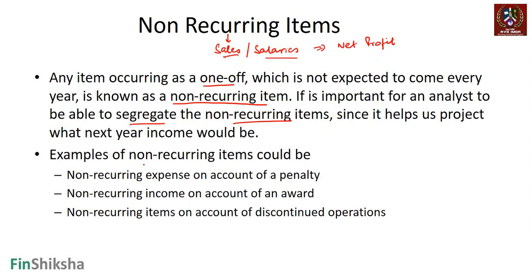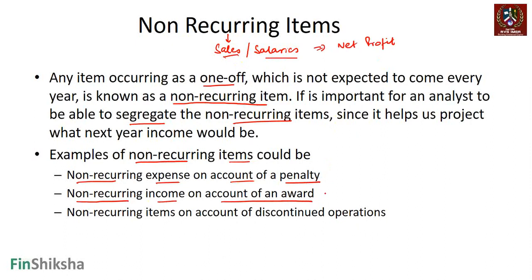Now, some examples of non-recurring items could be, for example, a non-recurring expense on account of a penalty. Let's say there is a tax penalty, or the government just puts a penalty on a company because they violated some rule. Now, this penalty is probably going to be a one-off. It's not going to repeat itself year on year, and unless there is reason for you to believe that it is going to repeat itself year on year, we will assume that this is a one-off and a non-recurring item, right?